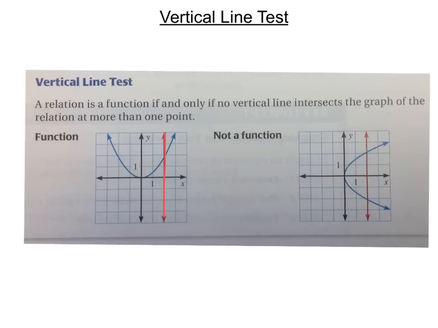However, when we look at the second graph, the parabola has been turned sideways. And so when you look at this vertical line, you can see that it passes through that graph at more than one point at a time. Therefore, the x values have been used twice, or the x values have been repeated. Therefore, this cannot be a function.